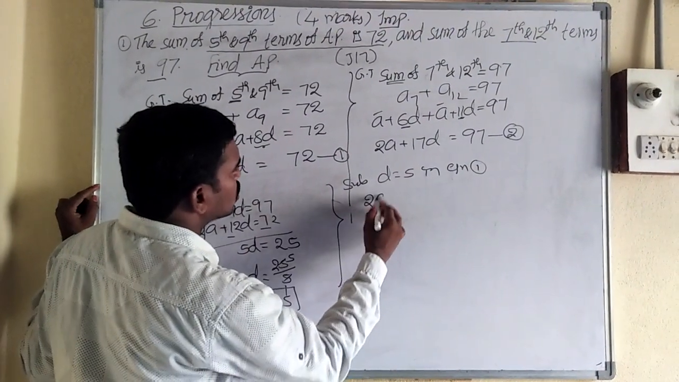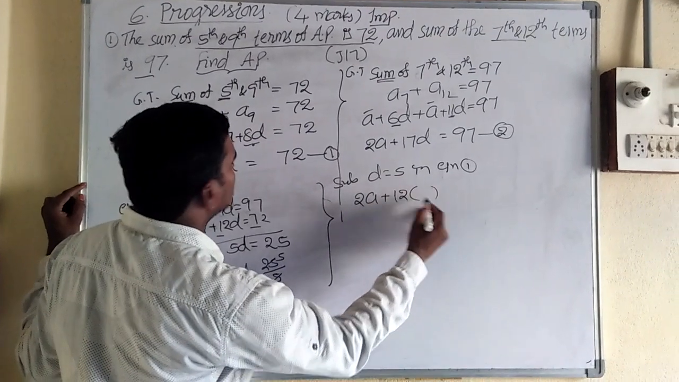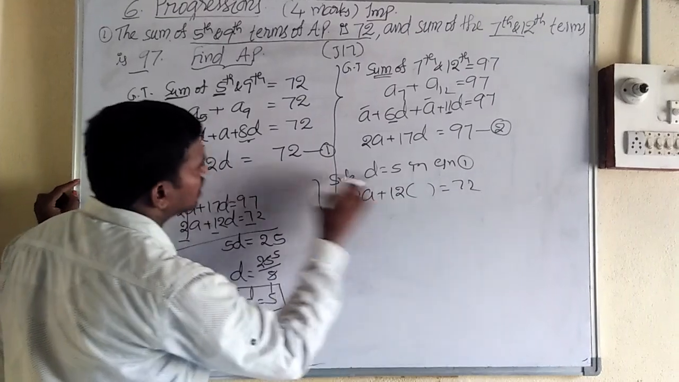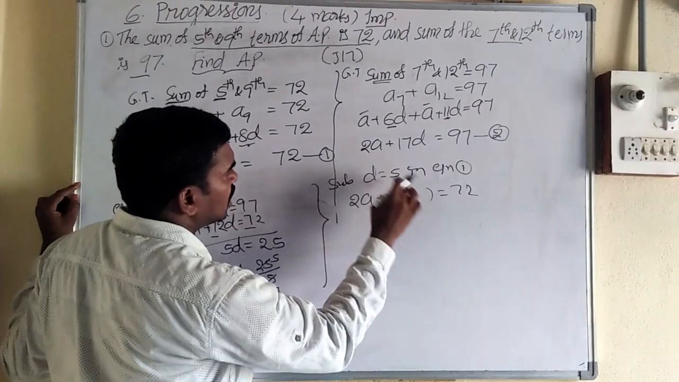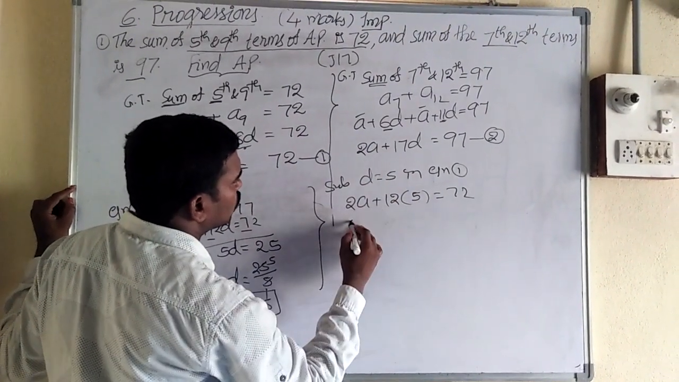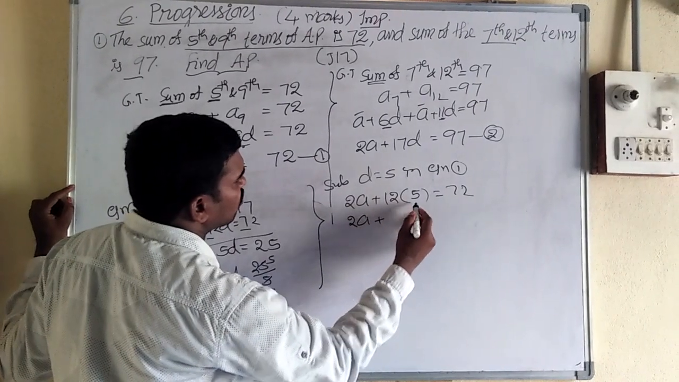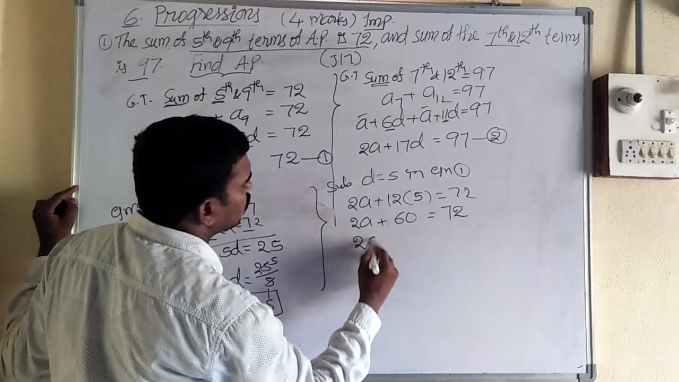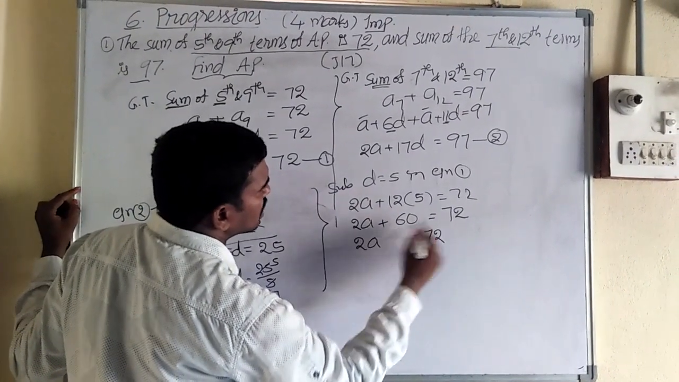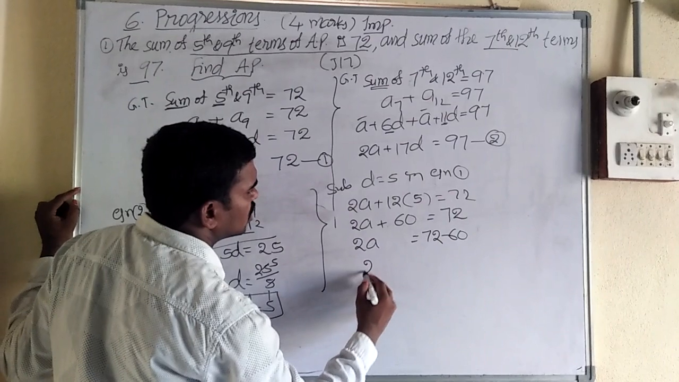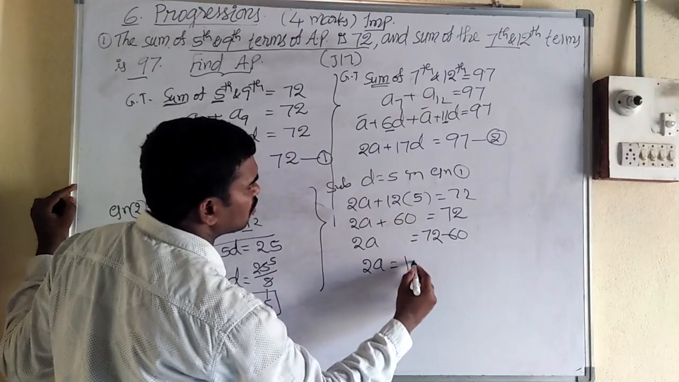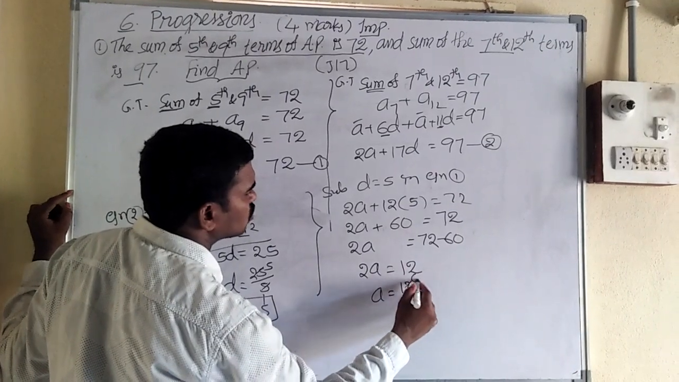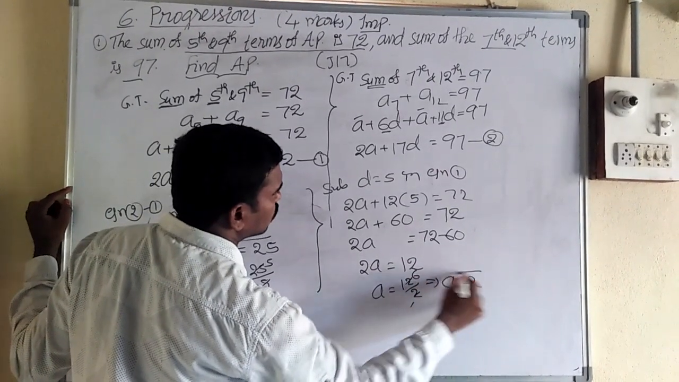Substituting in equation 1: 2A plus 12D. Instead of D, we write 5. So 2A as it is plus 12 times 5, which is 60, equal to 72. Then 2A equals 72 minus 60, which is 12. Then A equals 12 by 2, so A equals 6. Sorry, 2 times 6 is 12, so A is 6.